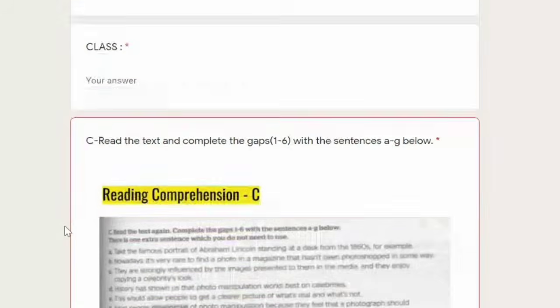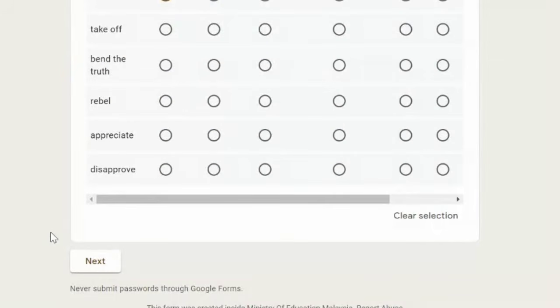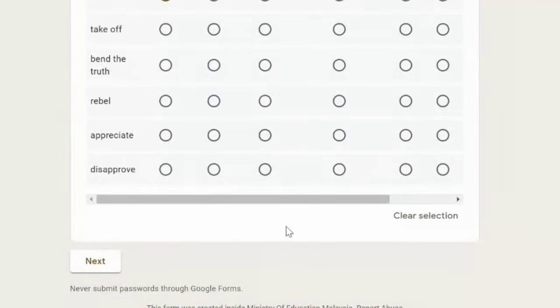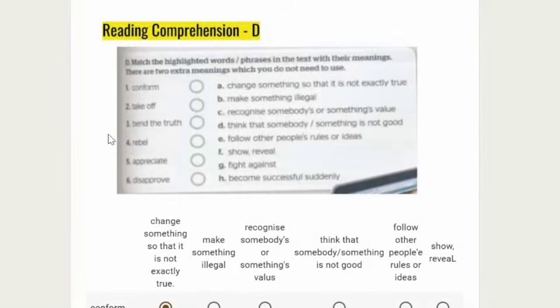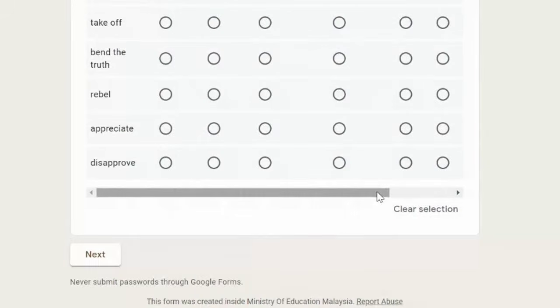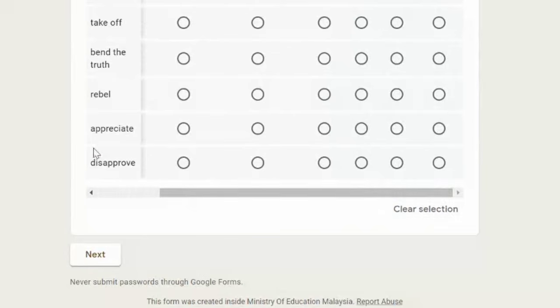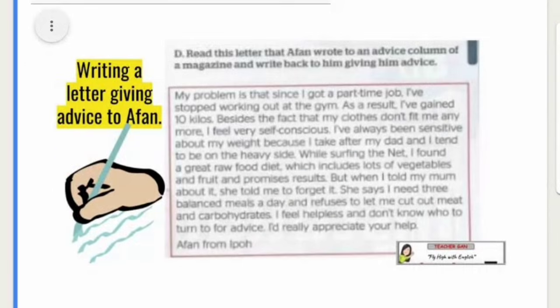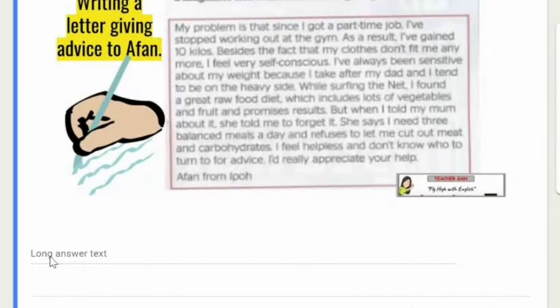Okay, you can see that you cannot move to the next one until you fill in all the particulars, because all the answers are necessary. This question requires 1 response per row. And also the same here, you have to answer. And then when you answer the matching for reading comprehension, you can scroll to the left and right to find the meanings. And then you go to section 2, write a letter giving advice. The last part you have, read the letter from Afan and write a letter giving advice to him regarding his problem. So the question is here, and then you can start typing here where you have long answer text. Okay, you can click here and type your answer.